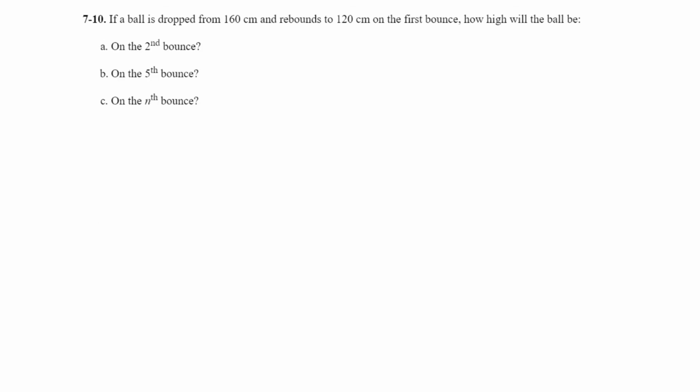Question 10. If a ball is dropped from 160 centimeters and rebounds to 120 centimeters on the first bounce, how high will the ball be? And 3 questions: on the second bounce, on the fifth bounce, and on the nth bounce. So we could set this up as potentially a table, and then maybe as an equation, because on the nth bounce we need to know for any bounce. So if the ball is dropped from 160, let's create a table here.